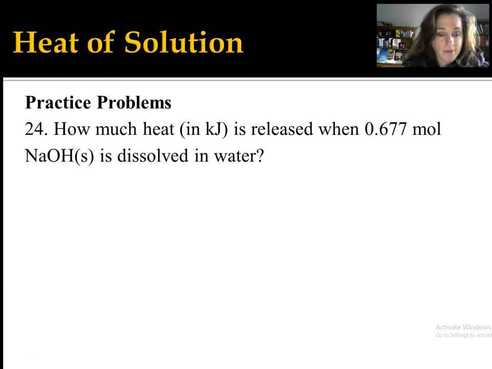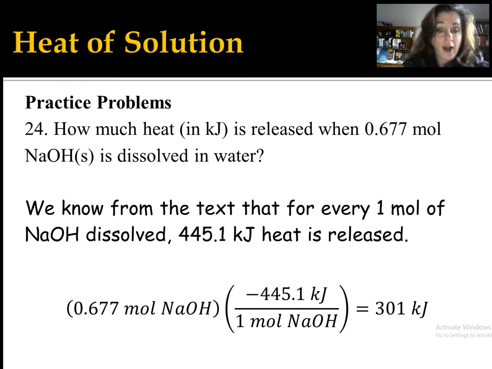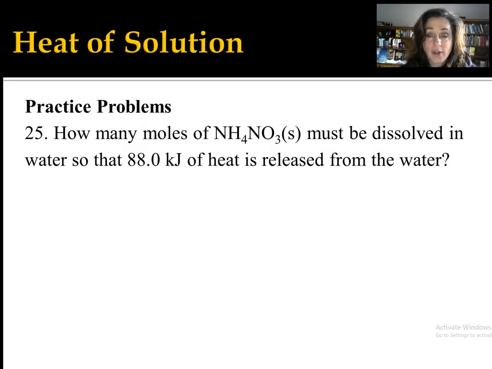So an application, how do we solve a problem knowing this now? We would ask how much heat in kilojoules is released when 0.677 moles of sodium hydroxide is dissolved in water. We know from the textbook that for every 1 mole of sodium hydroxide dissolved, 44.1 kilojoules of heat is released. And again, you often will have tables that will tell you this stuff as well. So I set the problem up here, 0.677 moles of sodium hydroxide, and then I multiply it times that ratio, the molar heat of solution. And then I end up with just how much heat is released when I dissolve 0.677 moles of sodium hydroxide in water.